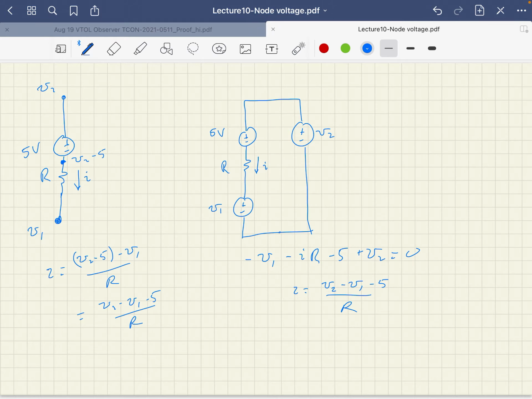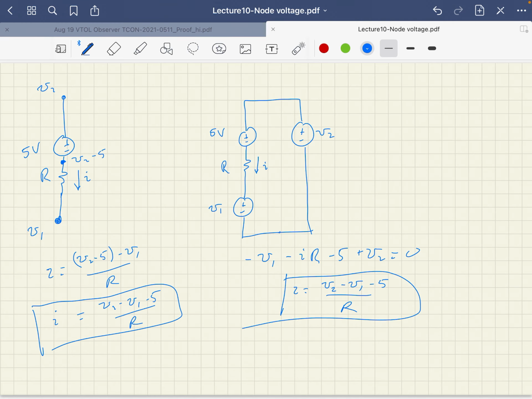Okay, we get the same answers. Hopefully that clarifies things just a little bit. It's just that if we're going to use our previous tools, we need to put in representations for what V1 and V2 are.